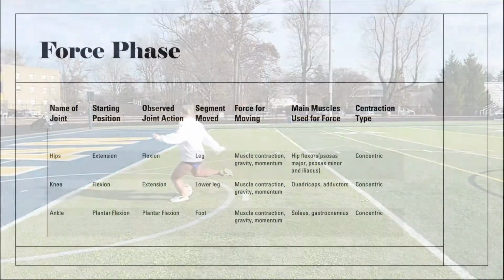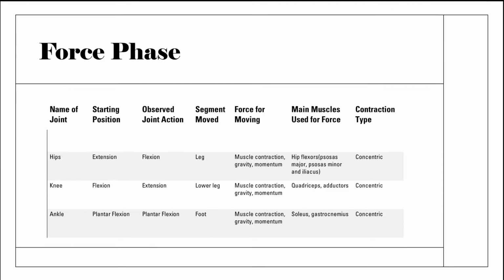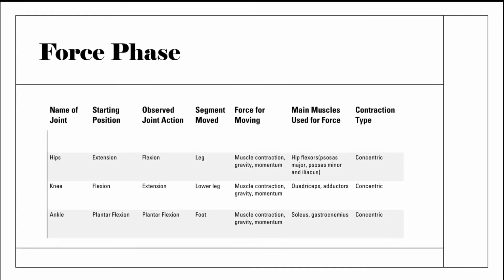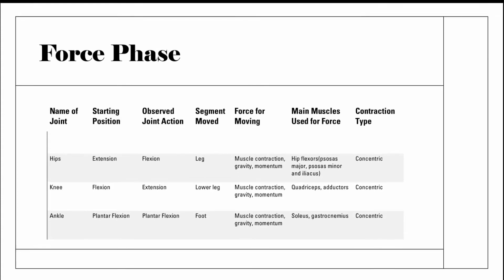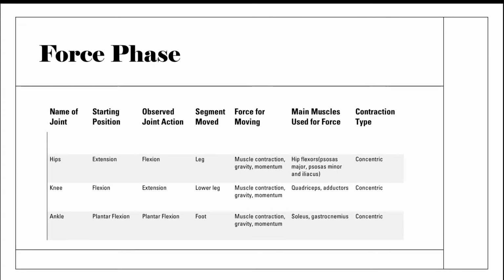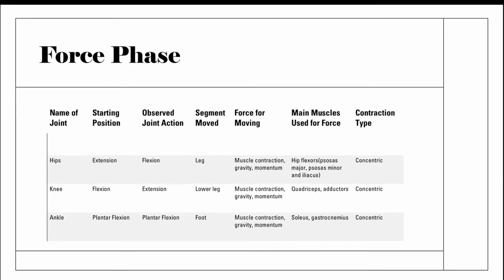During the force phase, the hips, knees, and ankles are also involved in this motion. The hip of the kicking leg starts in extension and moves to flexion during this phase. The segment that is being moved is the leg. The force of moving is momentum, gravity, and muscle contraction of the hip flexors. This contraction type is concentric contraction.